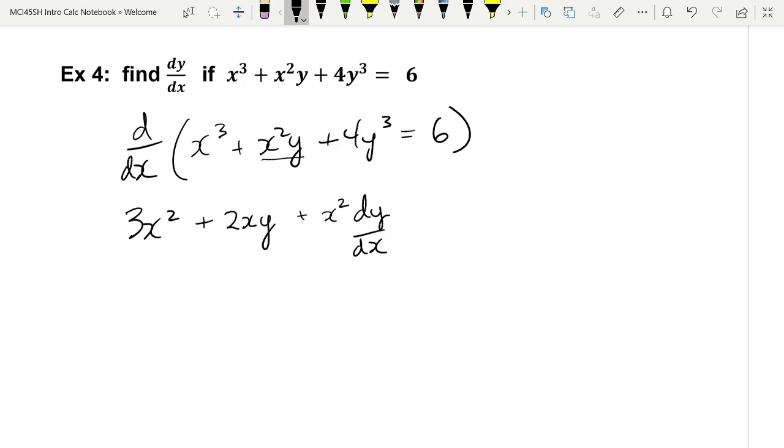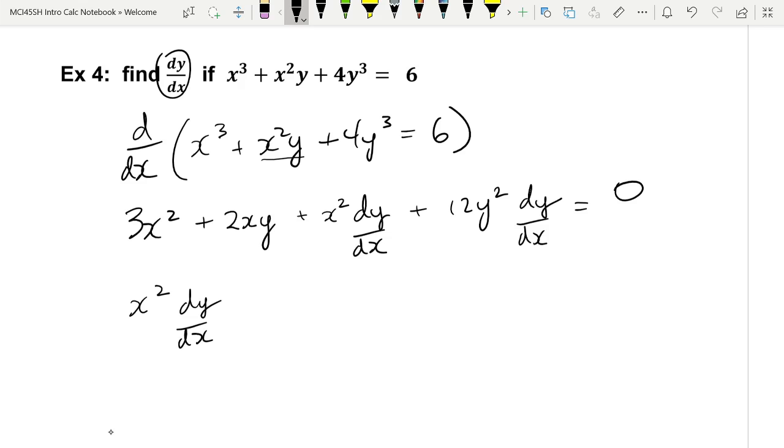Then keep on down the road here. The derivative of 4y cubed is 12y squared times the derivative of y. And as always, the derivative of a constant is 0. Now what am I going to do? Well, remember my goal is to find dy/dx, and it happens twice in my equation, here and here. So I'm going to have to actually isolate that. Any term that doesn't have that derivative in it, I'm going to leave on this side of the equation.